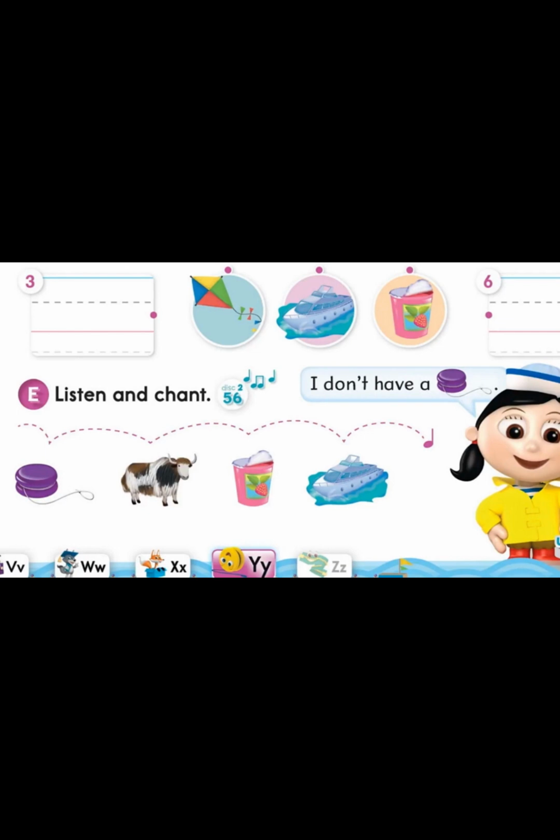Page 79. E. Listen and chant. Yo-yo. Y-y-yo-yo. Yak. Yup, yup, yak. Yogurt. Yup, yup, yogurt. Yacht. Yup, yup, yacht. Yo-yo, yak, yogurt, yacht.